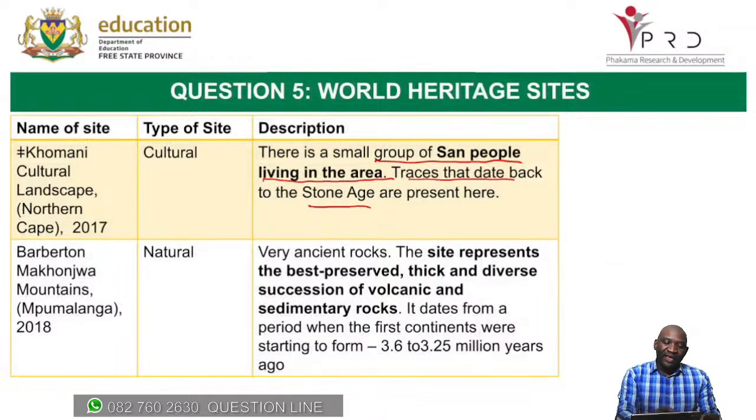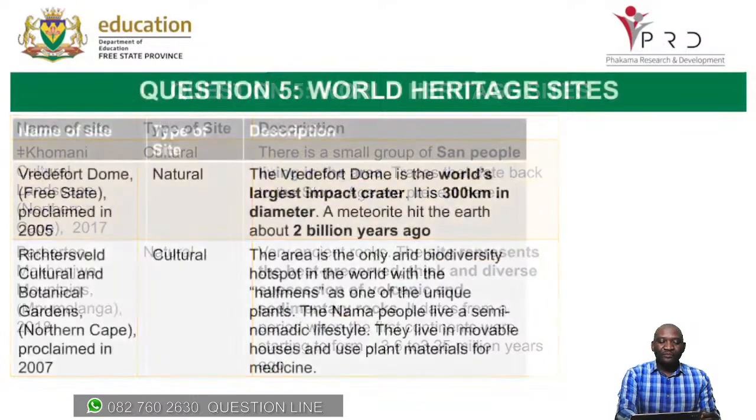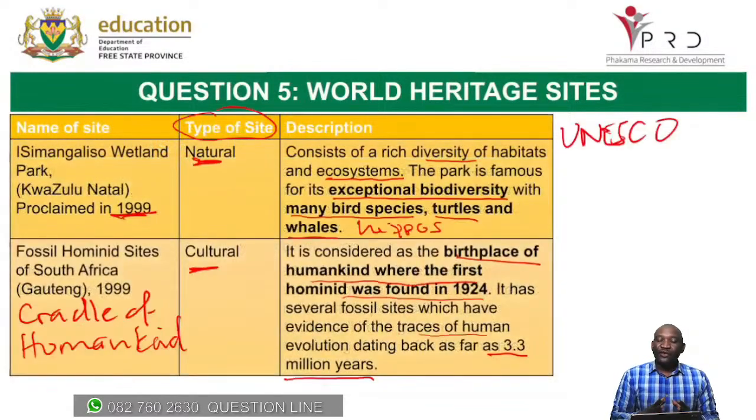Right, and then we have Barberton Makonjwa Mountains. This one shows the sites that have the best preserved sedimentary rocks. And when they studied some of the rocks, they found that there were some traces of life that dated back to 3.6 to 3.5 billion years ago. And that's how special the discovery was, that this particular area was cordoned off, and then it was given World Heritage status.